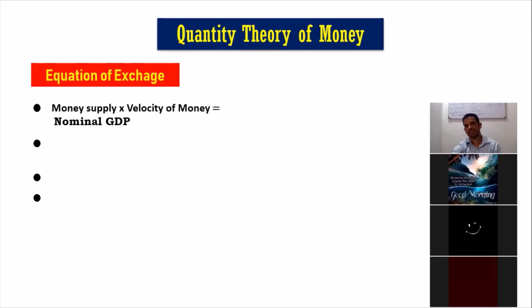equals general price level into real GDP. What is another word for general price level into real GDP? Nominal GDP. They don't understand that. One is GDP at current price, which consists of inflation also. One is general price level impact. So this is the equation of exchange.